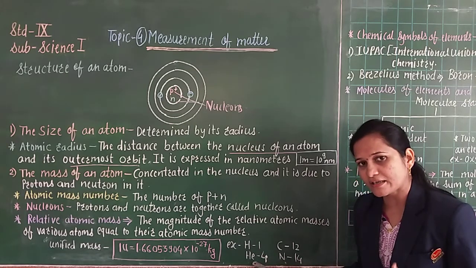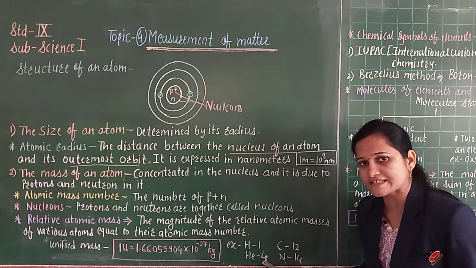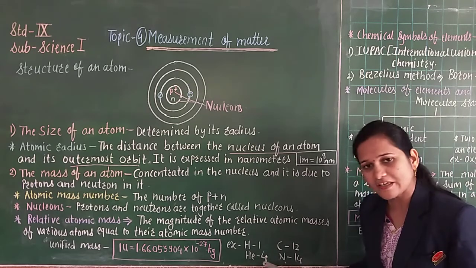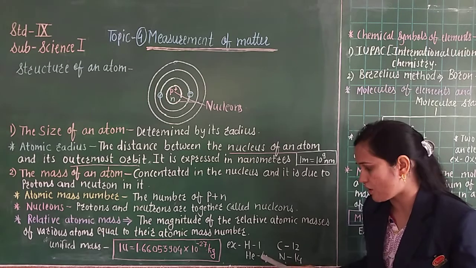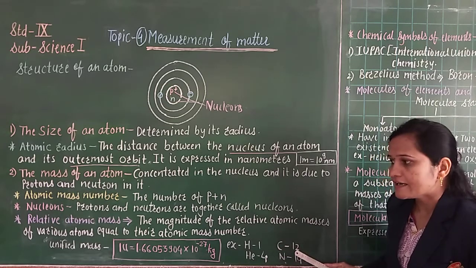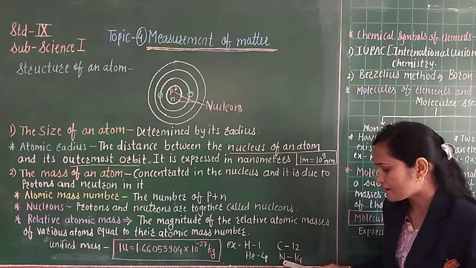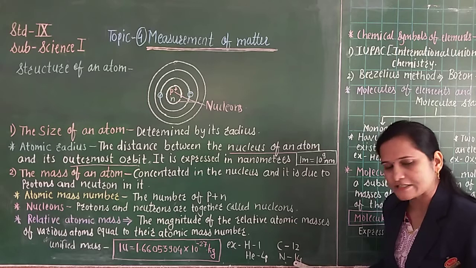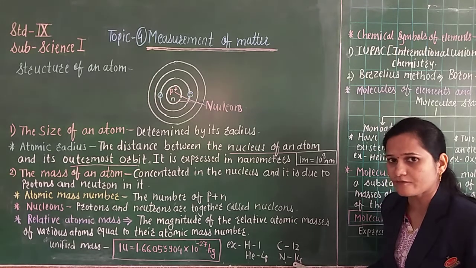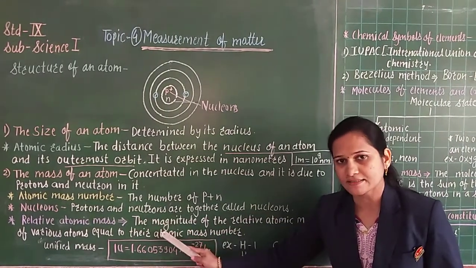See another example, He means which element? Helium. Helium's relative atomic mass is 4. Why is the relative atomic mass 4? Because the number of protons plus the number of neutrons in helium is 4. So the relative atomic mass of helium is 4. Same way, C means carbon. Carbon's relative atomic mass is 12, meaning number of P plus number of N. And nitrogen's relative atomic mass is 14, number of protons and number of neutrons. So everyone understood how to find the relative atomic mass.